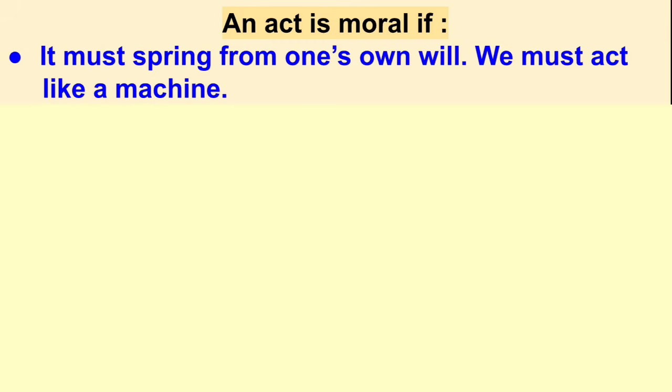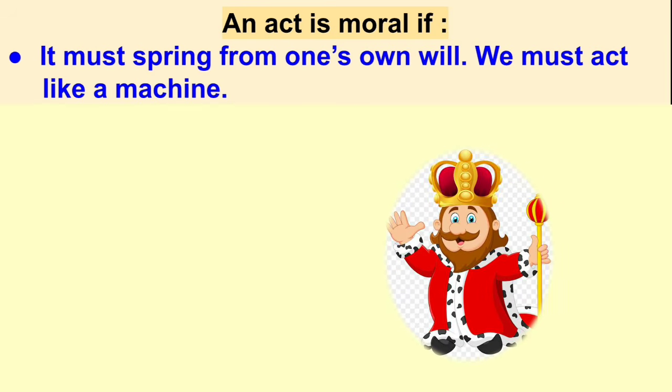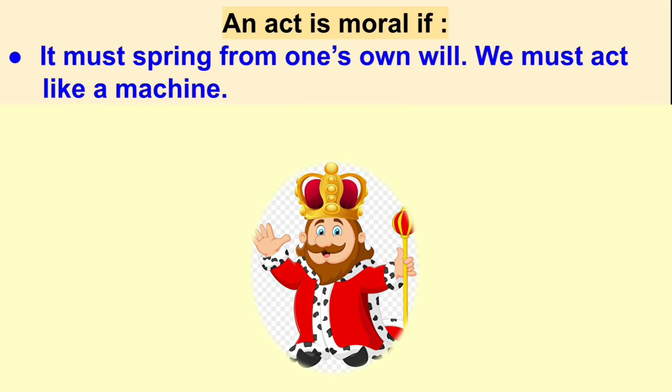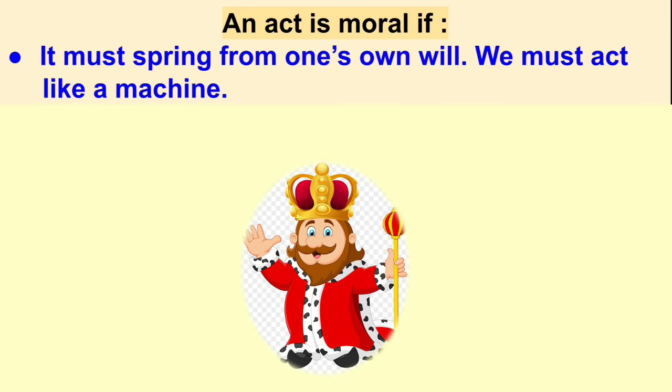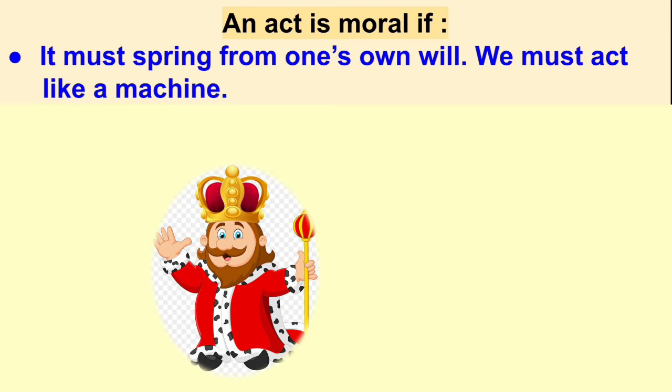Here is the answer. The first criteria: it must spring from one's own will. We must not act like a machine. Here, Gandhiji gave an example of a king who pardoned a culprit. We can consider that action as moral. That decision came from his own will. That's why that is a moral action. But the action of the messenger is not considered as moral action because simply he is carrying that message. But we can consider his action as moral if we consider it as his duty.